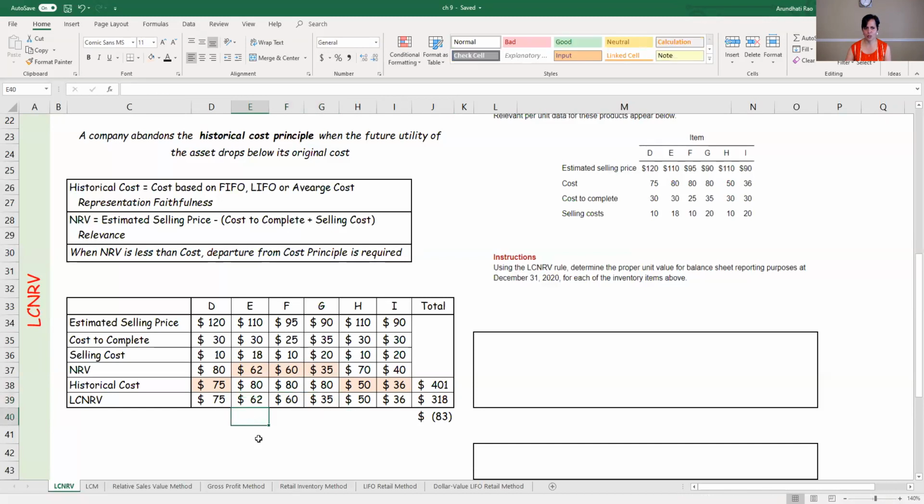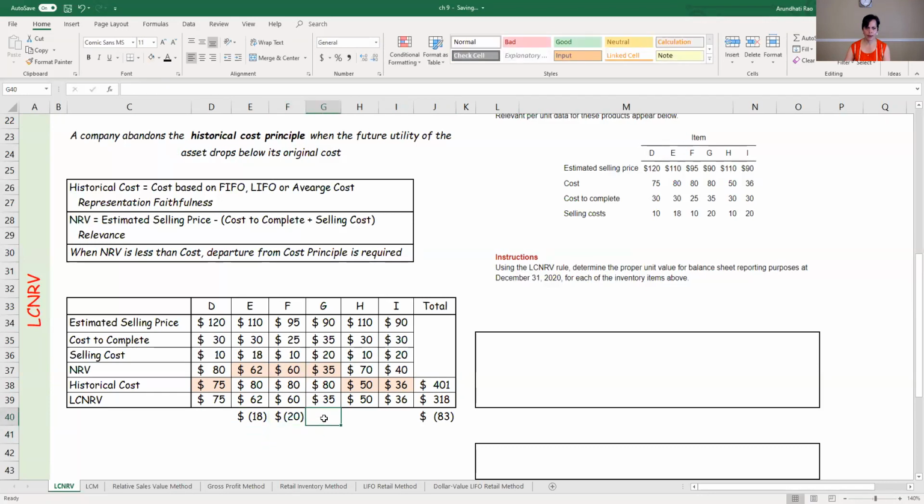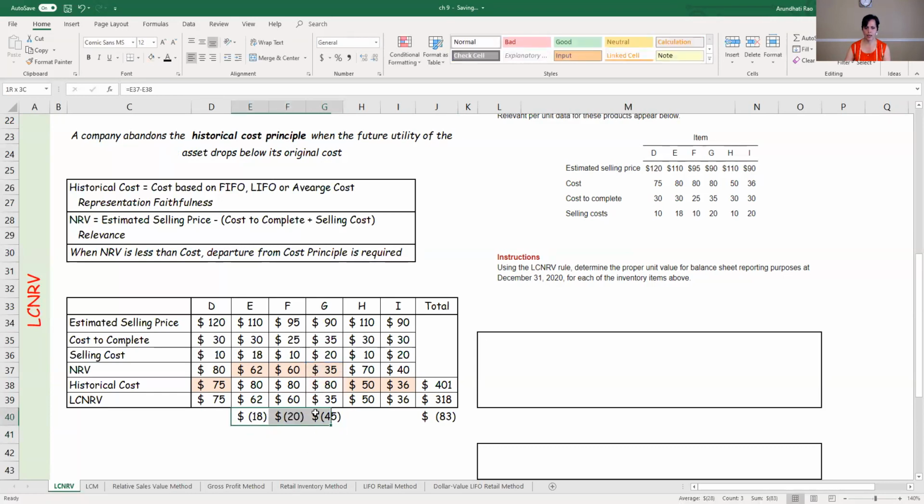So once again, let me just show you how I came up with those numbers. It's going to be 862 minus 80. Need to change the color here. And then I have 60 minus 80. And here I have 35 minus 80. Once again, if you add these 3 numbers, you will come up with the $83 difference.